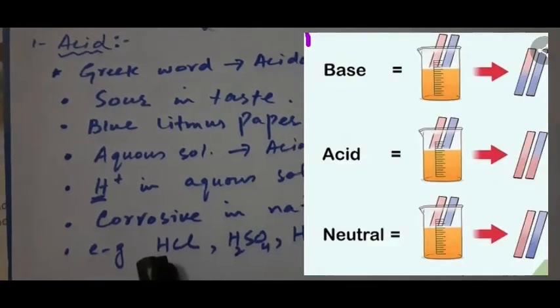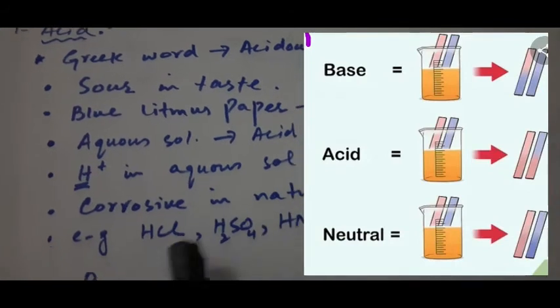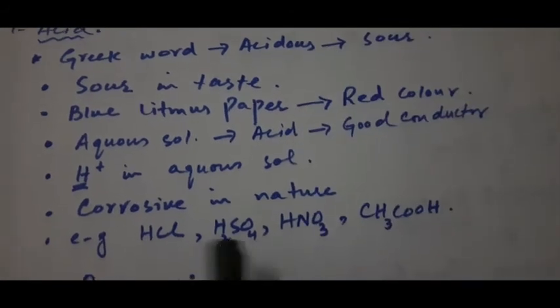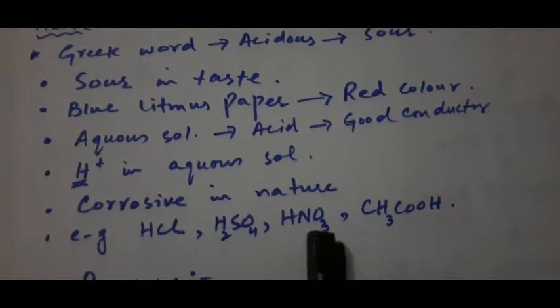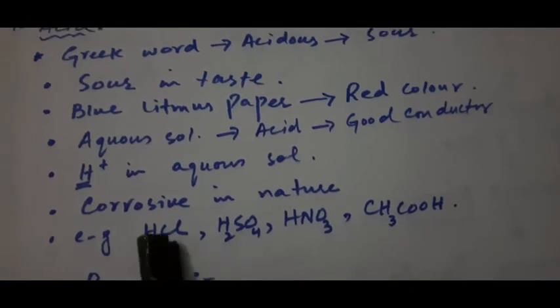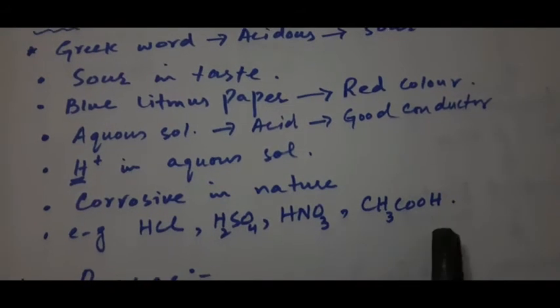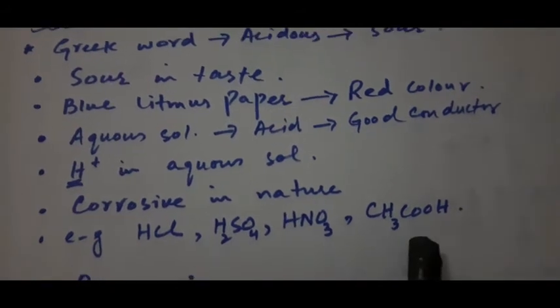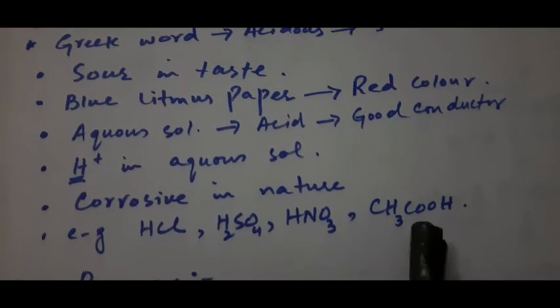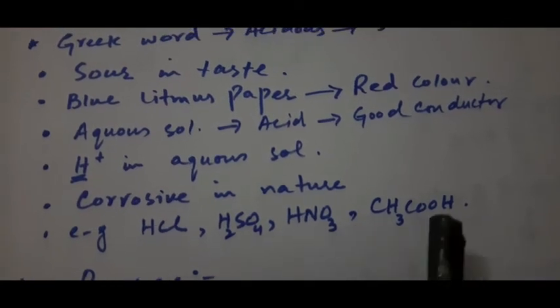Strong acids are very corrosive in nature. For example, here we have hydrochloric acid, sulfuric acid, nitric acid and acetic acid. These three are strong acids, while this one is a weak acid. Later on, in our next lecture, we will discuss strong and weak acids.